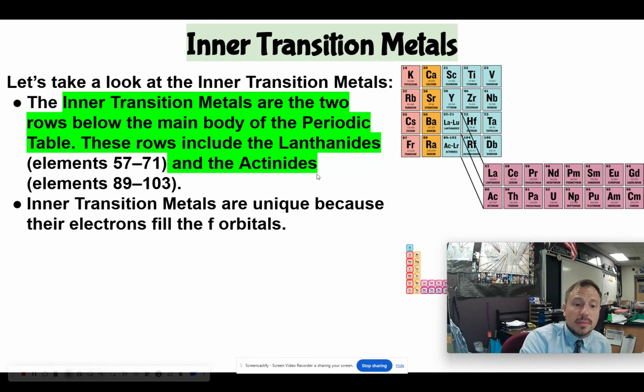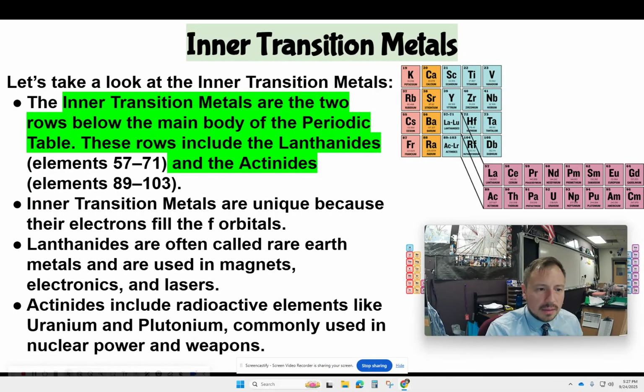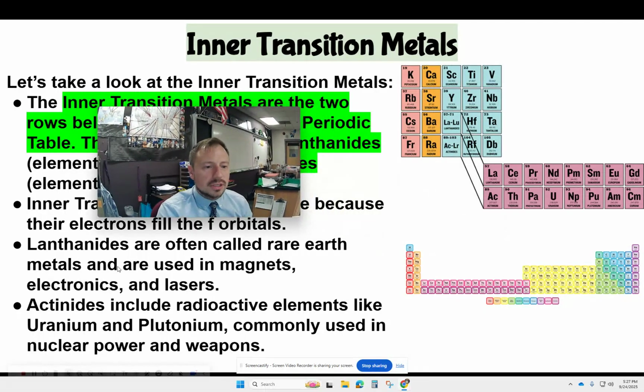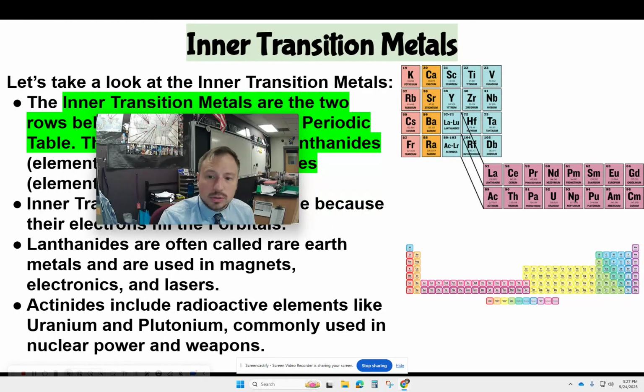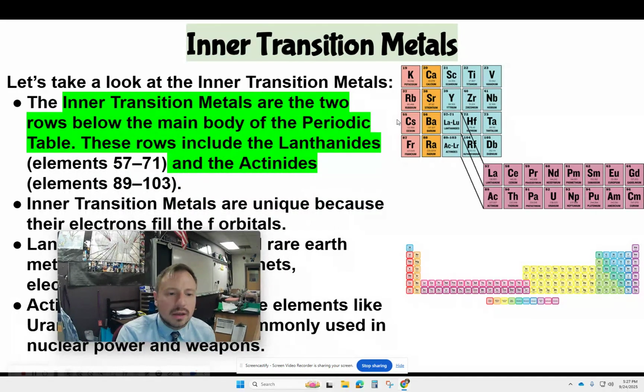The inner transition metals are unique because of their electrons. They start to fill the f orbitals. I'm going to get to the orbitals in a second. Lanthanides are often called the earth metals. Actinides are like the radioactive elements like uranium and plutonium. I just want to show you why they're depicted below the periodic table. It's really just to save space.